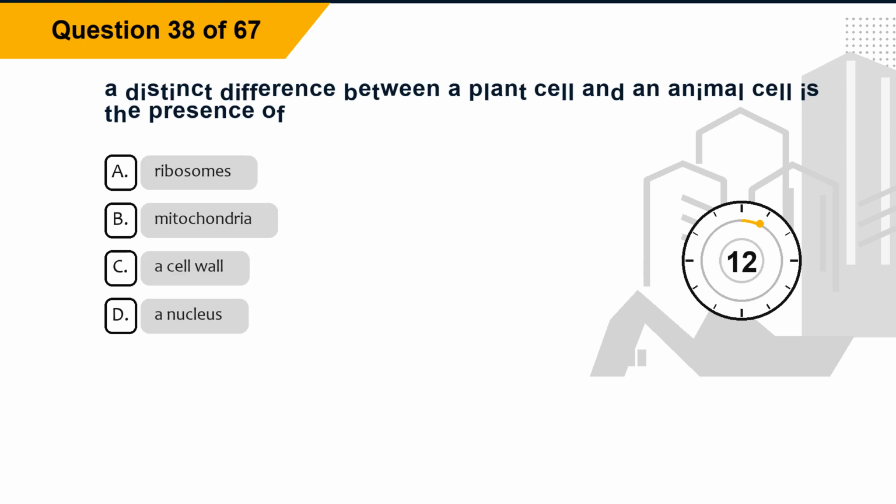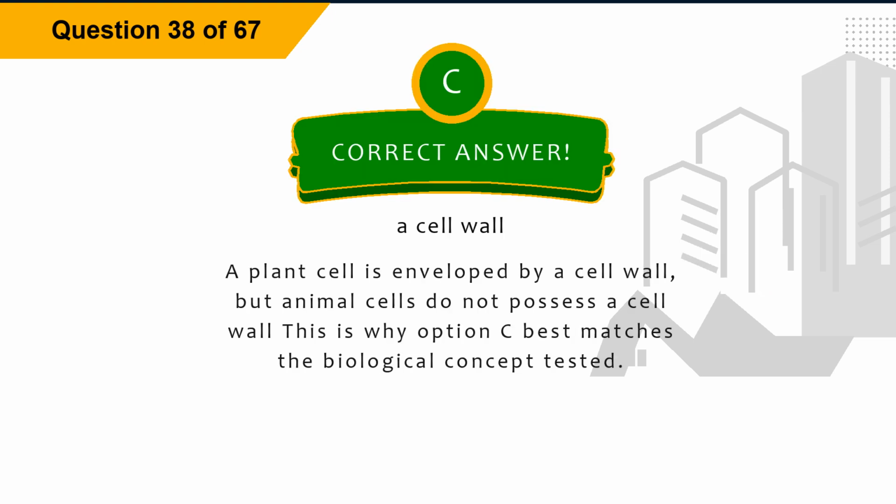Question 38. A distinct difference between a plant cell and an animal cell is the presence of option A, ribosomes. Option B, mitochondria. Option C, a cell wall. Option D, a nucleus. The correct answer is option C, a cell wall. Explanation. A plant cell is enveloped by a cell wall, but animal cells do not possess a cell wall. This is why option C best matches the biological concept tested.